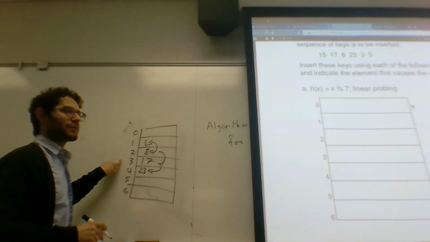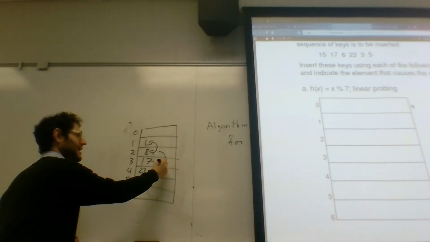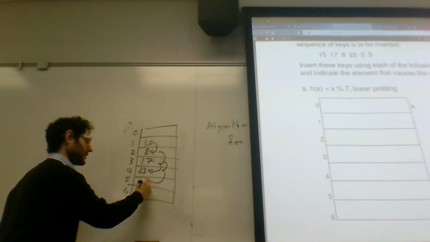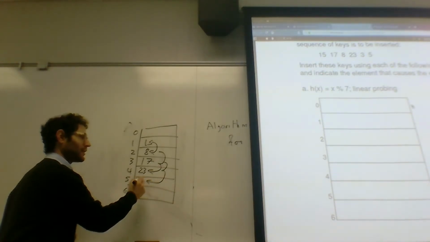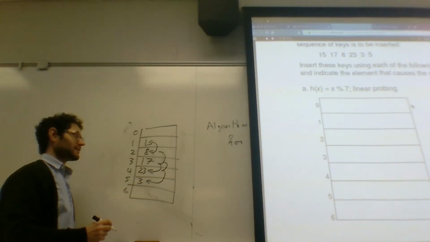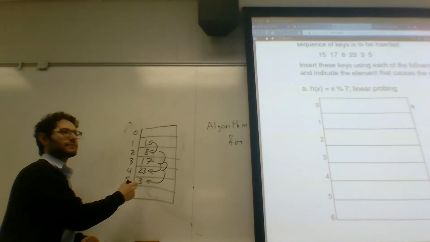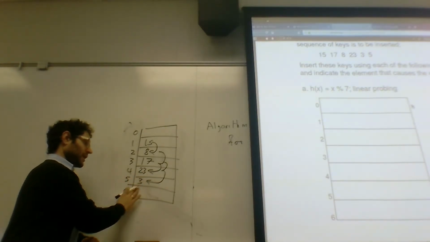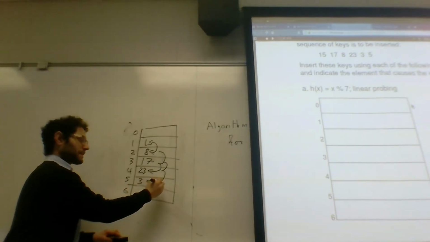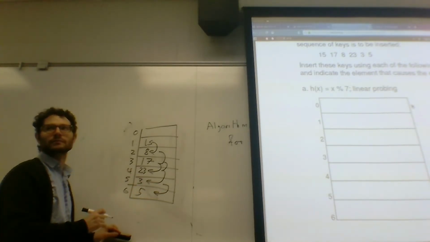Next, let's look at 3. 3 mod 7 goes into index 3. Or it would, but 17's already taken our spot, and 23 is taking our backup, so 3 ends up going to index 5. And then finally, we're going to insert 5. Now 5 mod 7 goes into index 5. But we can't put it in 5, because 5's already taken by 3. So collision, and that gets resolved by putting it over here.